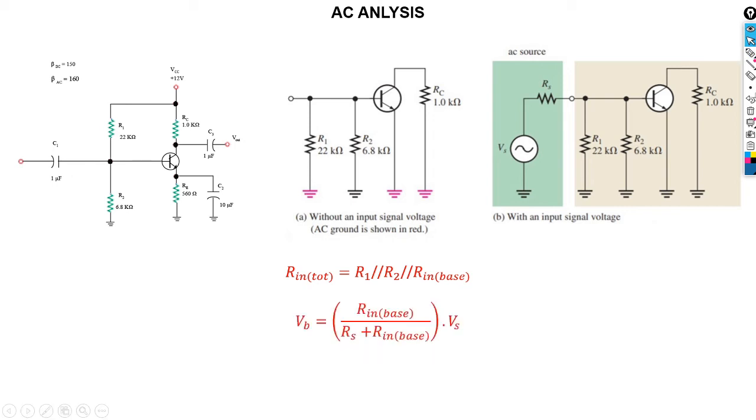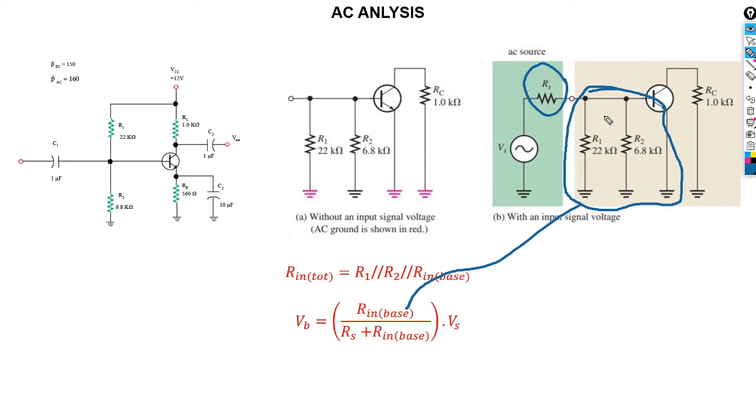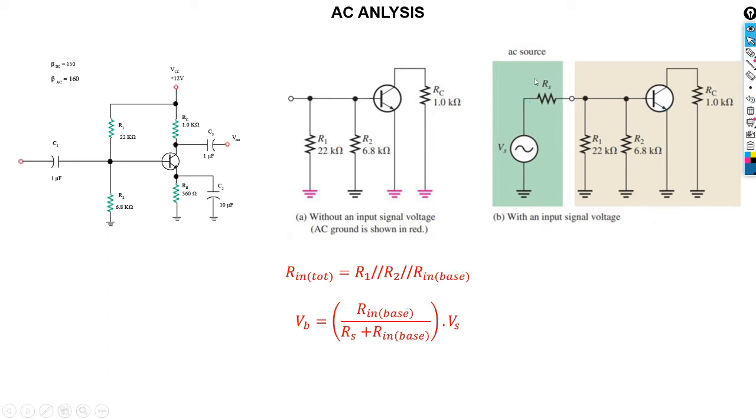How do we calculate your V base? Your V base is going to be the voltage across this. So you apply a voltage divider. You say R in base divided by what? You can see we have a series of what? R series plus R in base. Then you apply your voltage divider formula: R in base divided by R series plus R in base, times our V source. Okay, and then we move on.